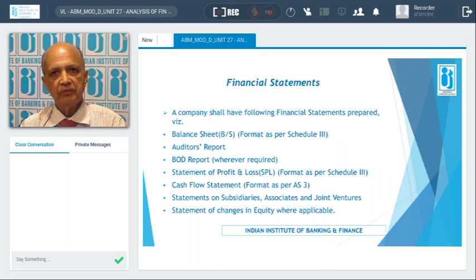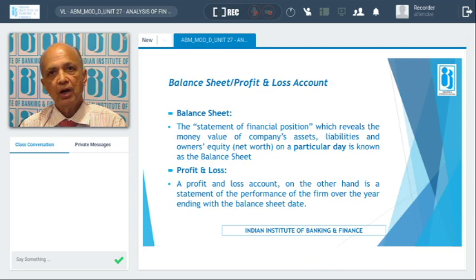So these are the important statements which a lender has to go through at the time of processing a loan application. When we talk about the balance sheet, what is a balance sheet? The balance sheet is the statement of financial position which reveals the money value of the company's assets, liabilities and owner's equity, that is, net worth, on a particular date.